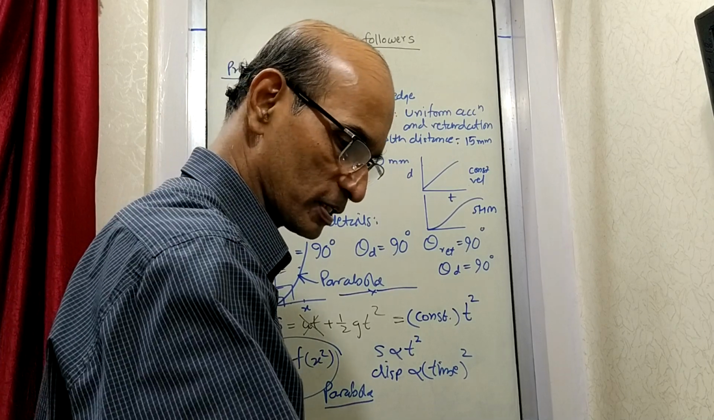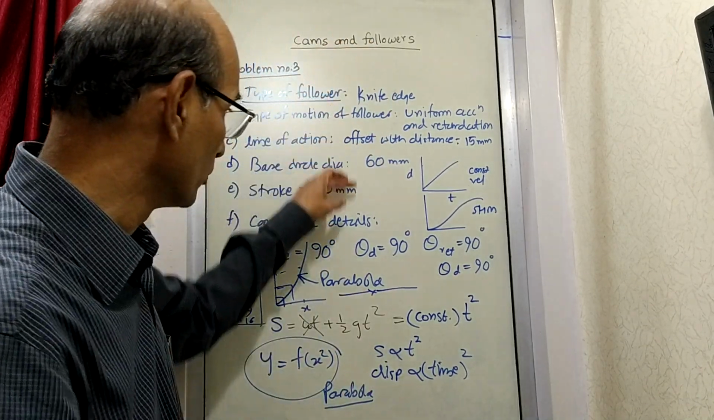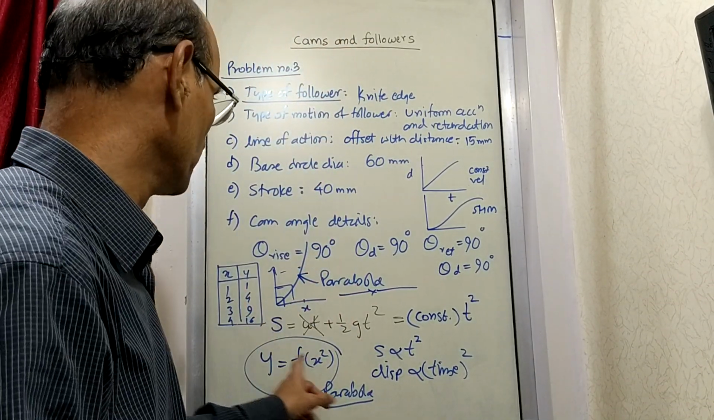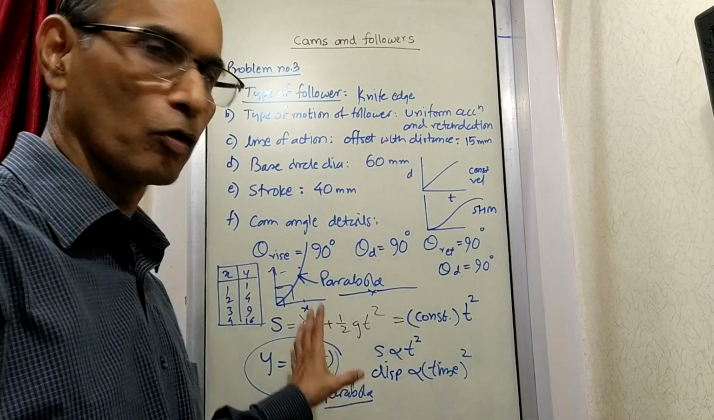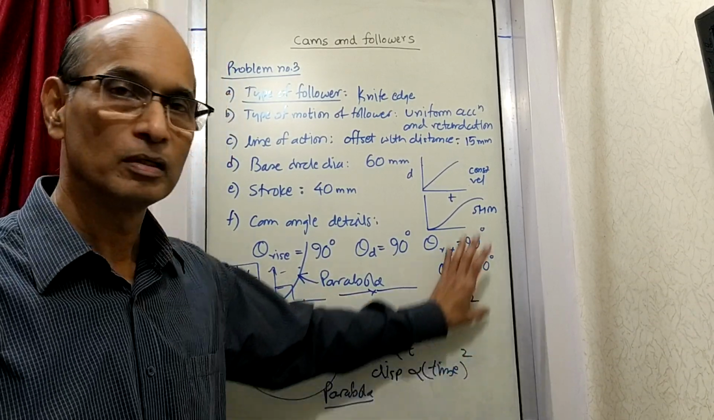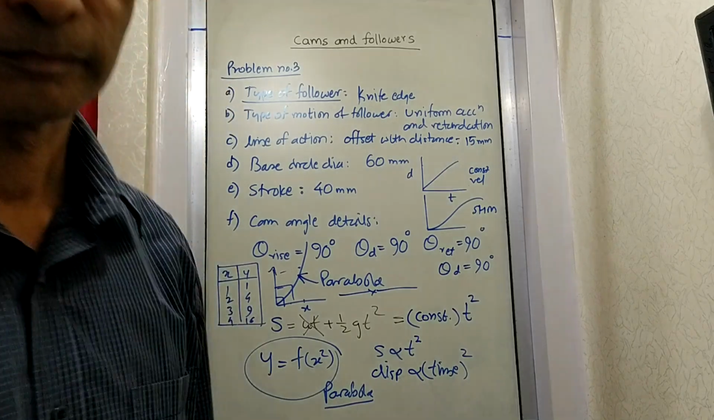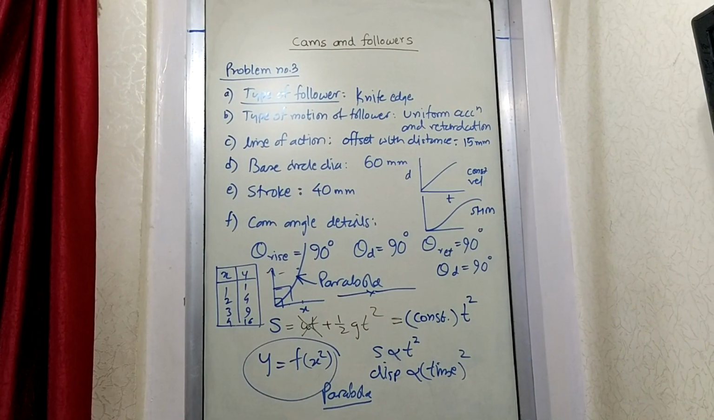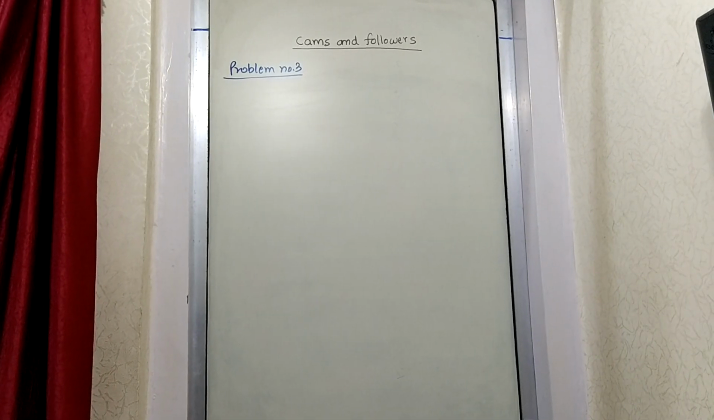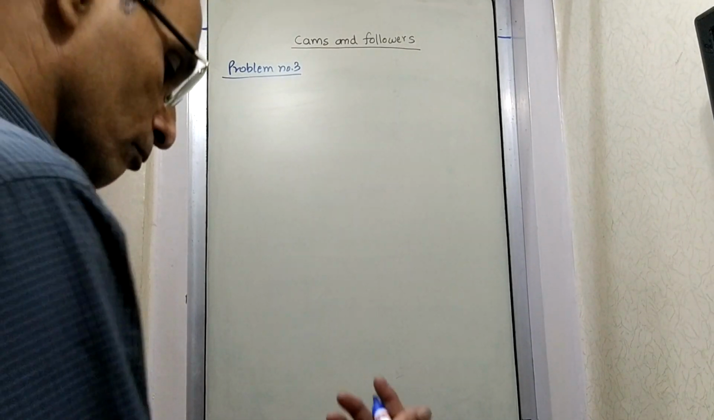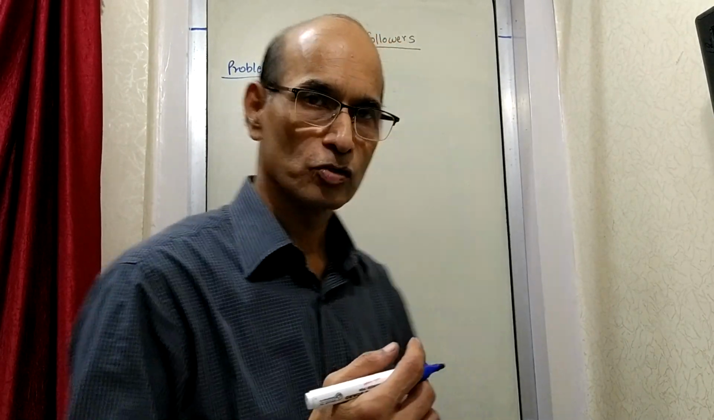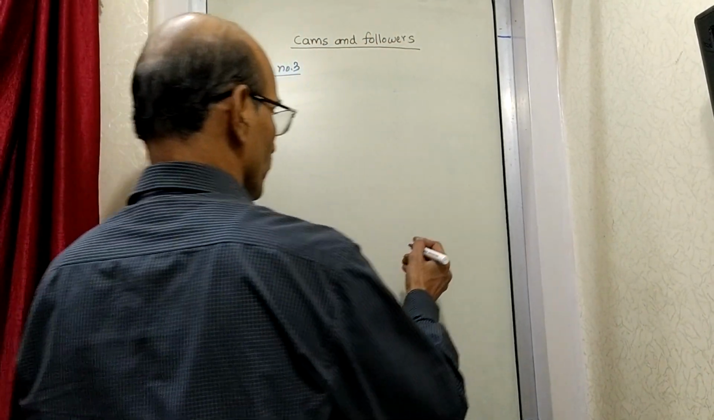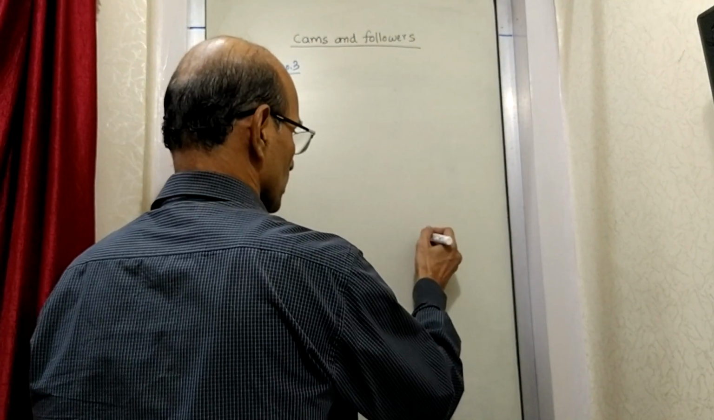So now let's see how this is done. So the basic data of the problem you write, and this extra information you can just jot down because our further work is based on this information. Okay, now let's draw the cam profile. So we start with the base circle. So I'll draw here.